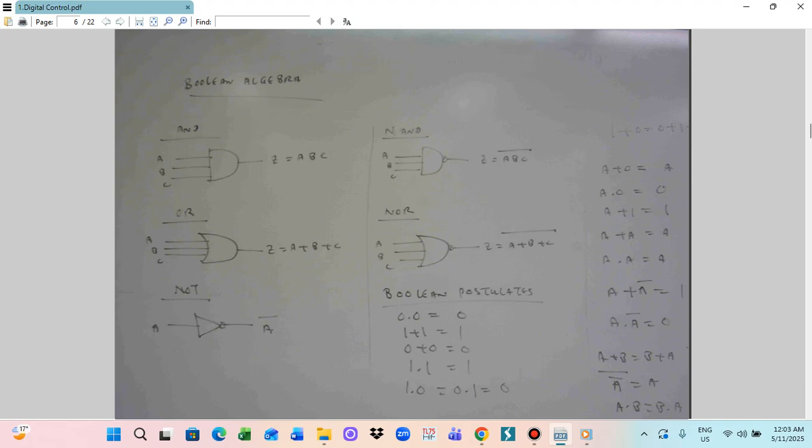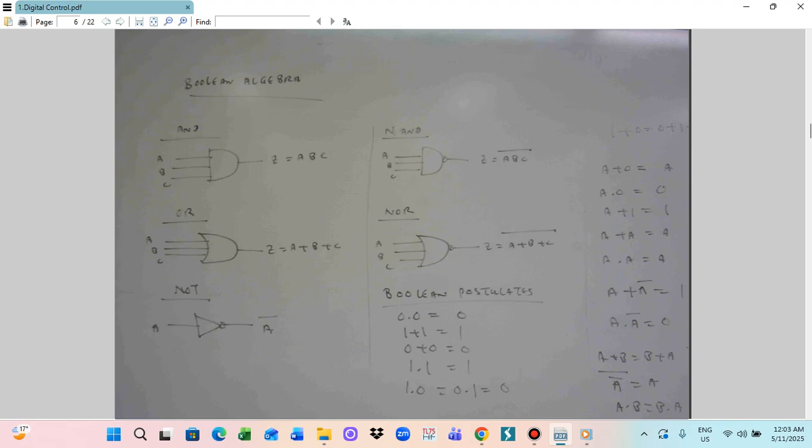So we use one of the AND gate. The AND gate function is this: A, B, and C are the inputs, so output Z is equal to A multiplied by B multiplied by C. So this is for the Boolean algebra. The AND gate is similar to the multiply function.